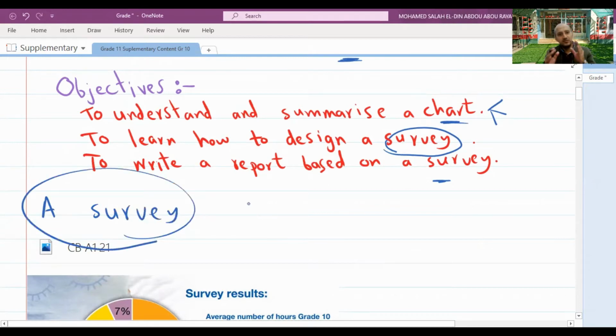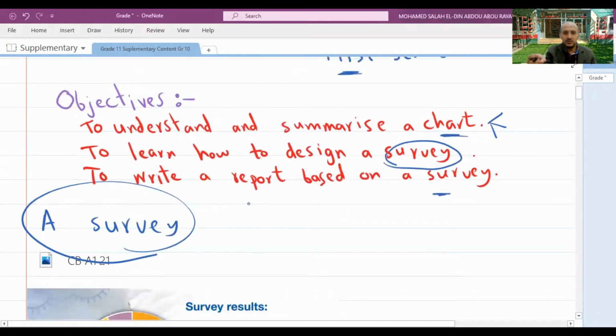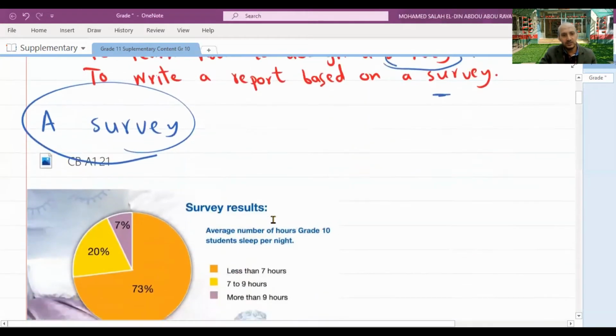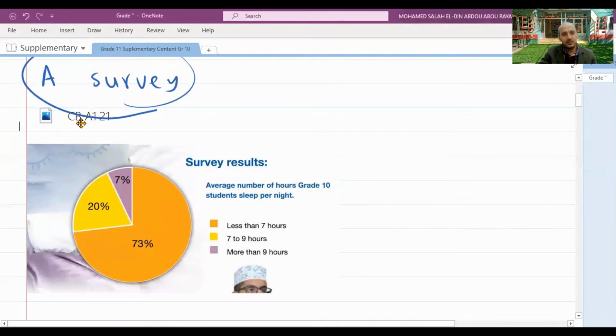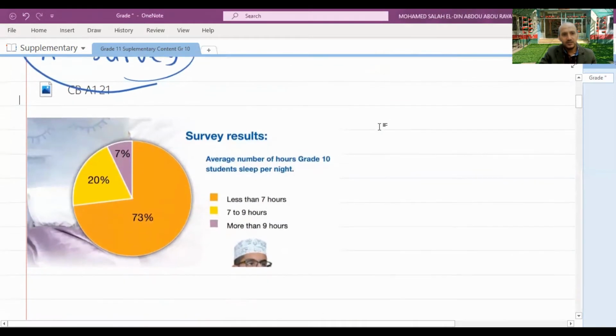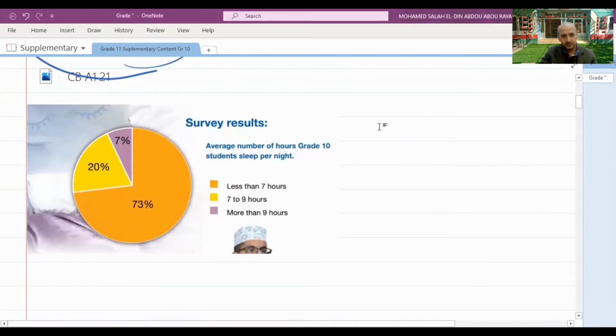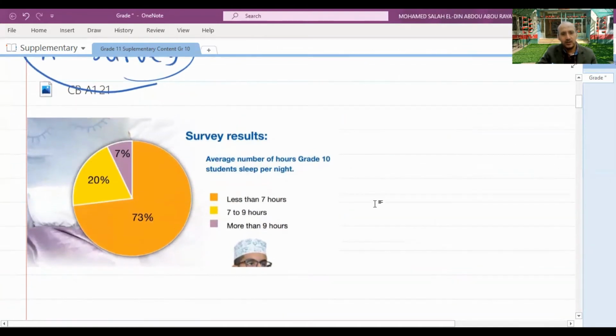So what is a survey? A survey is a set of questions you ask some people, and through their answers, you get some information, some findings. It looks like a questionnaire, okay? Let's see, for example, these survey results. You will find this in the class book, page 21, activity 3. This is our first activity for today's session.